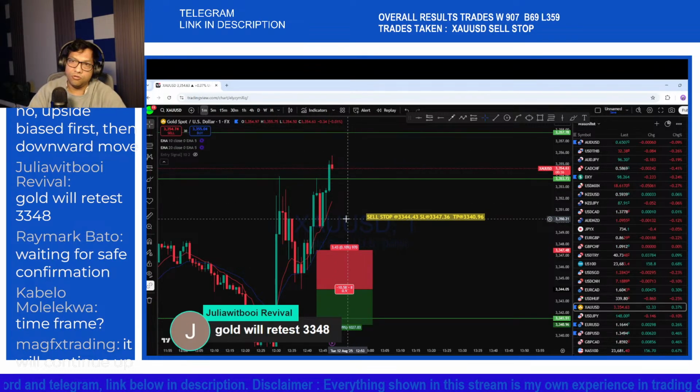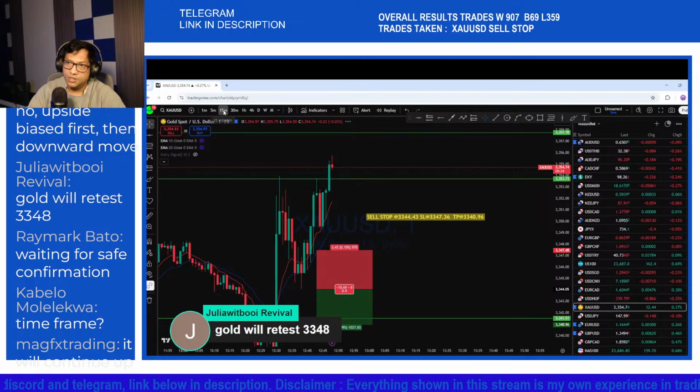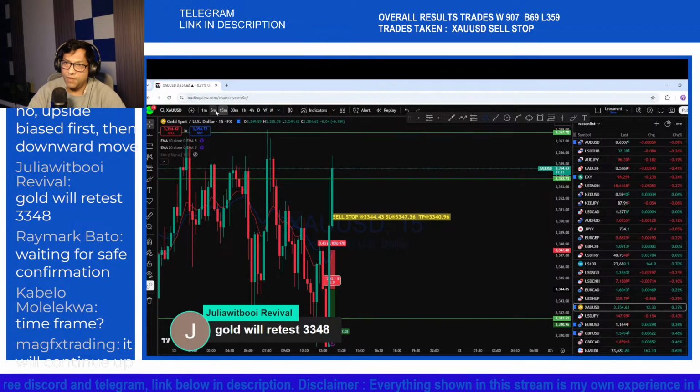There's a move here on gold, and that move may bring the price back below here.